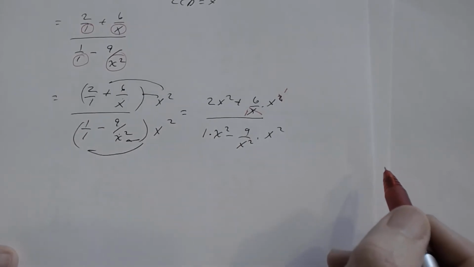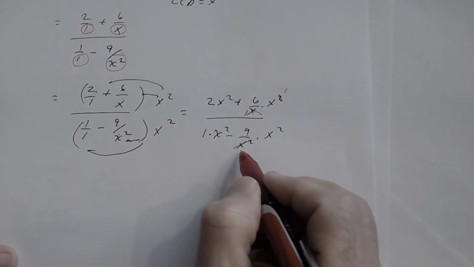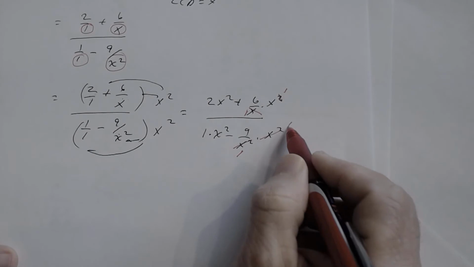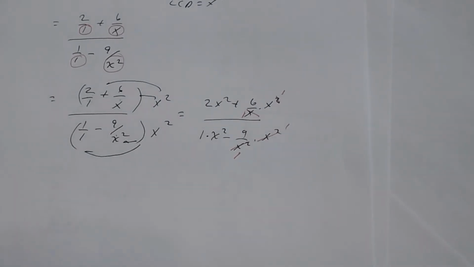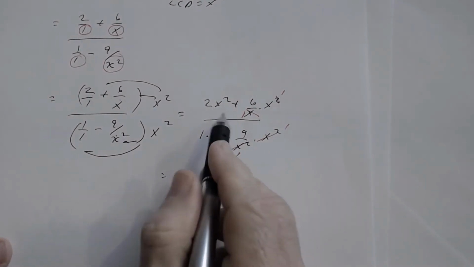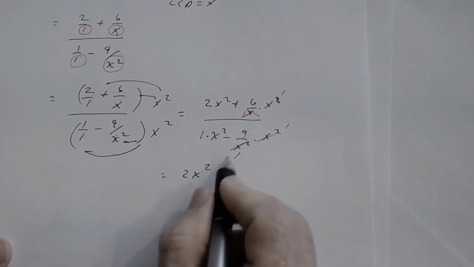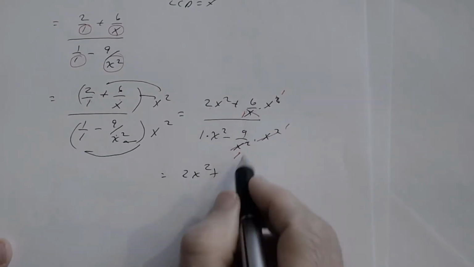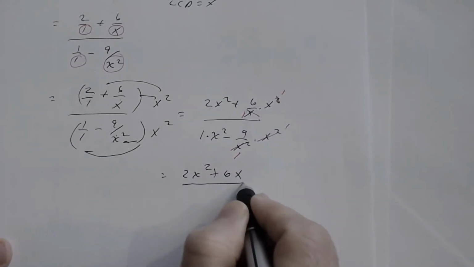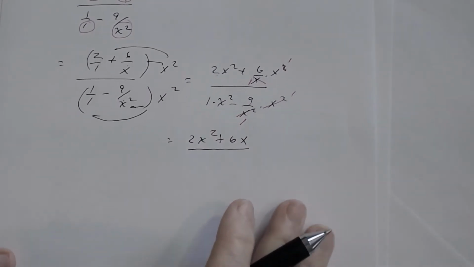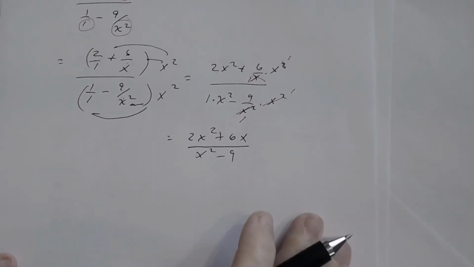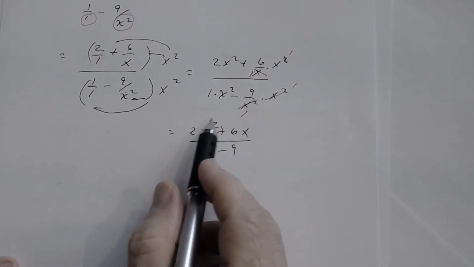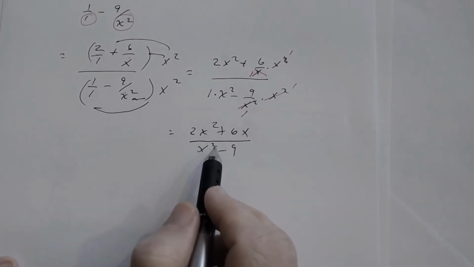You have one factor of x left. Over here, both factors of x divide with both factors of x here, and you're left with factors of 1. Okay, and so therefore we get this now. So we get 2x squared plus 6 times x is 6x divided by, and then over here we get x squared minus 9. Okay? And so now, remember, before you say that's the answer, remember you got to make sure you simplify if you can.